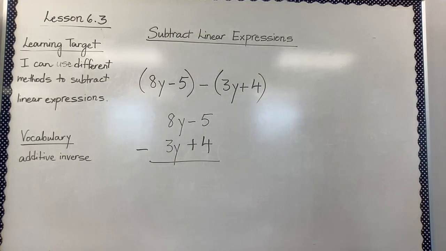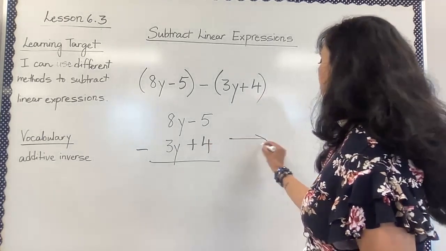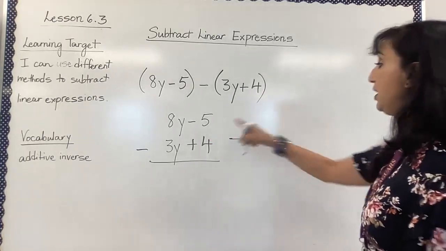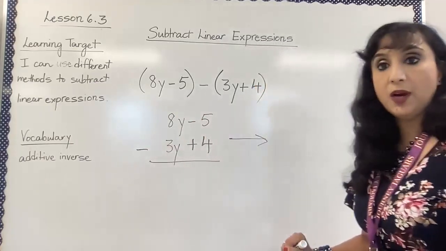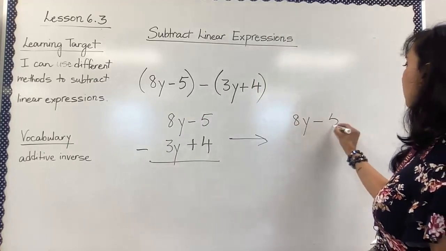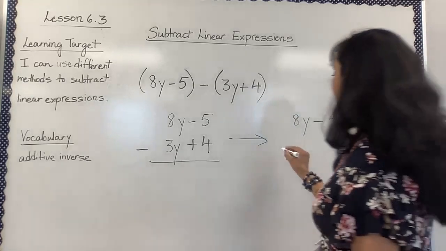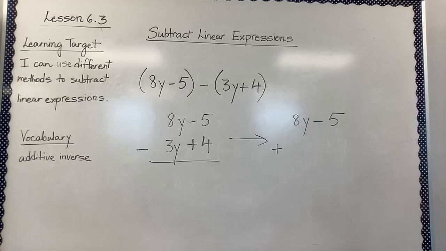The next part is that I am going to add the additive inverse. I'm just going to put this arrow so you can see. The first one is keep. So this is keep, change, flip. Okay, so keep 8y minus 5. All right, change the minus to the plus, and then flip the sign of the second expression.